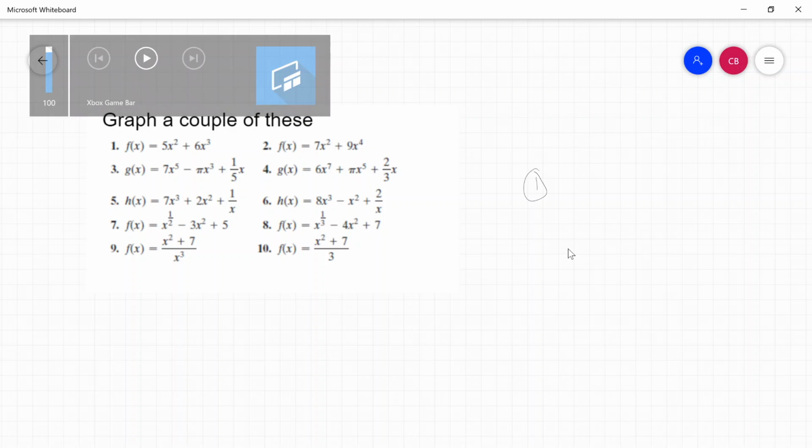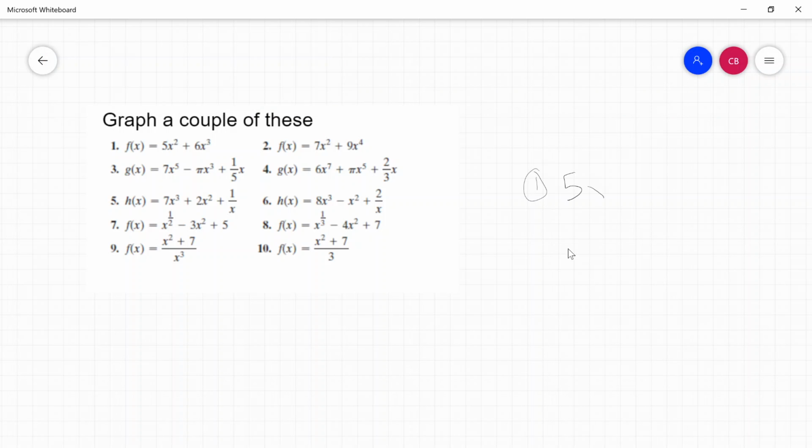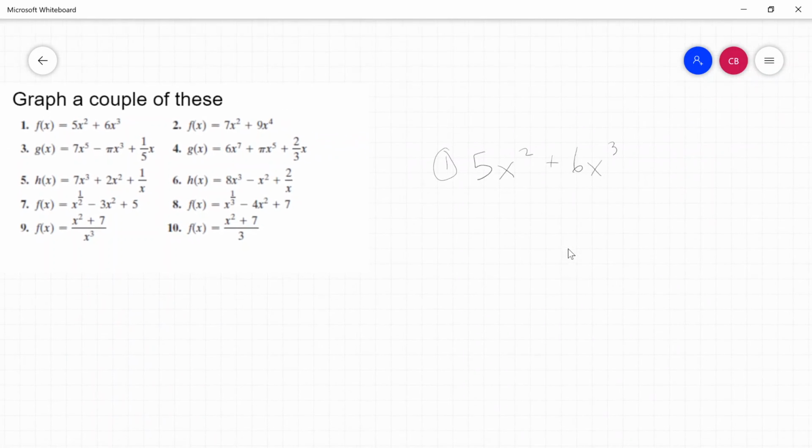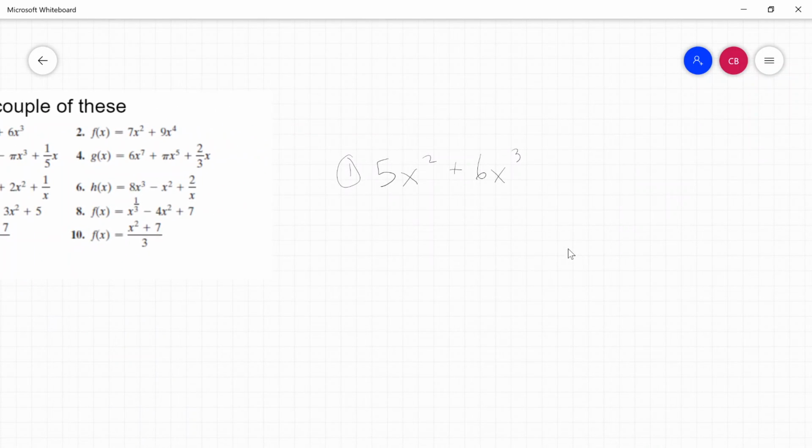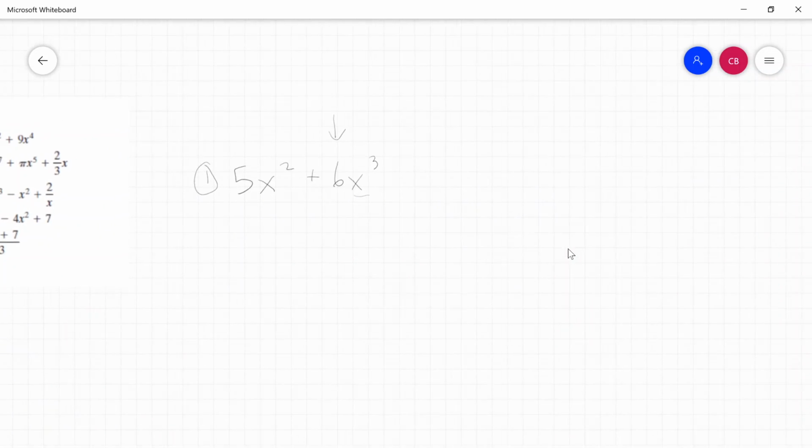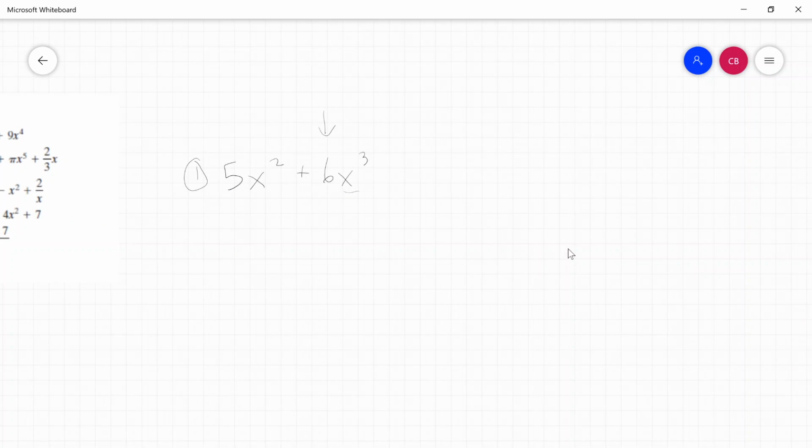So we've got the following: 5x squared plus 6x to the third. Based on the information from the last one, here the lead coefficient is 6. It's positive. A is positive. The reason that's the lead coefficient is because the highest degree is x to the third, even though x squared is written first. So I'm going to make a little chart that shows me everything I need to know.